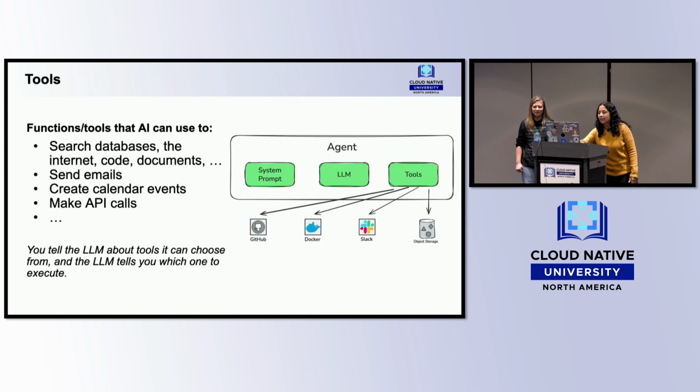That could be fun. The second component is the tools. Think of them like functions that your LLM can call to either search stuff, so search the internet, code, docs, whatever it is, or execute actions on your behalf, like sending emails, creating calendar events, or even making external API calls. And tools can be anything. They can be stuff within your Kubernetes cluster or stuff that's outside of your Kubernetes cluster. You usually tell the LLM at the beginning what tools it has access to, and then it will decide based on the prompt what it needs to invoke.